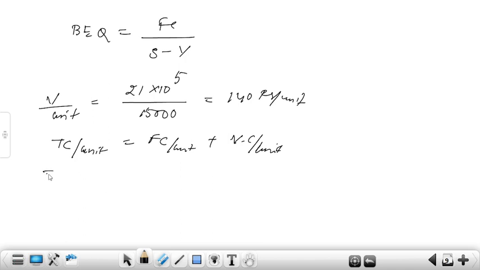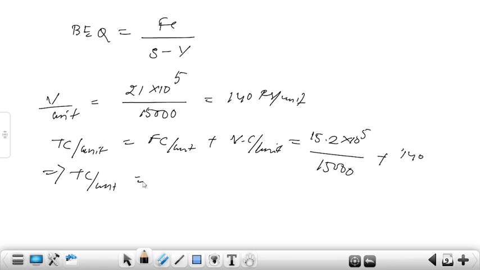So the total cost is equal to the fixed cost given, 15.2 lakh, that means 15.2 into 10 to the power 5, divided by 1500 units, which gives 15,000. Next, the variable cost per unit is calculated as 140. So the total cost per unit is equal to 202.67 rupees per unit.